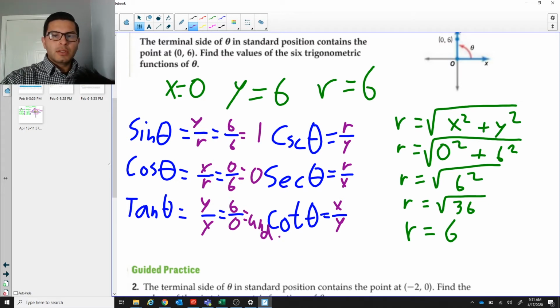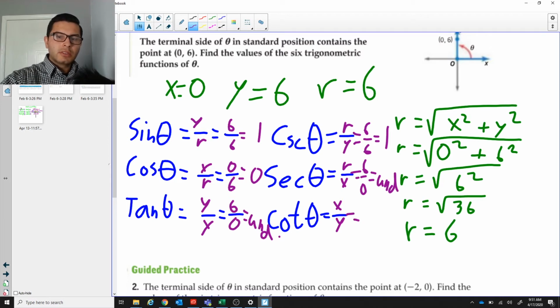Now let's flip all of these things over. 6 divided by 6 flipped over is still 6 divided by 6, which is going to equal 1. Once again, if we flip over 0 divided by 6, we're going to get 6 divided by 0. That, again, we cannot divide by 0, so that's going to be undefined.